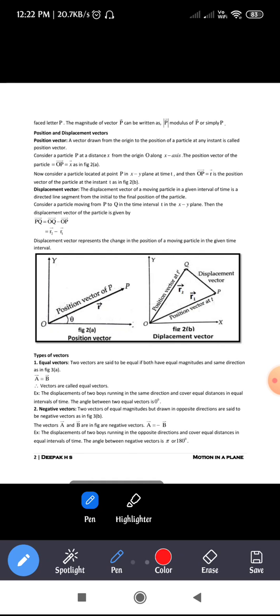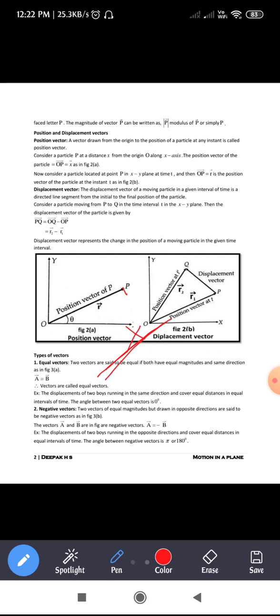See in this figure 2a. As you can see here, you have the two axes. One is the x-axis and this is the y-axis. Let us say that the object or a particle is at point P here.